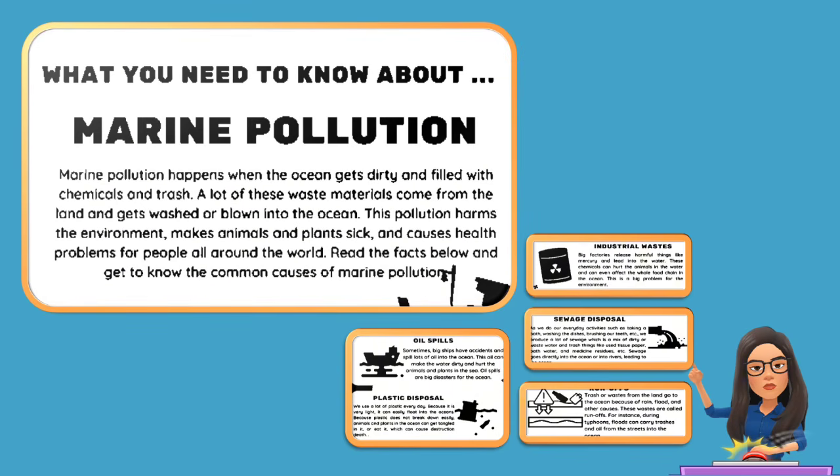What you need to know about marine pollution. Marine pollution happens when the ocean gets dirty and filled with chemicals and trash. A lot of these waste materials come from the land and get washed or blown into the ocean. This pollution harms the environment, makes animals and plants sick, and causes health problems for people all around the world. Read the facts below and get to know the common causes of marine pollution.